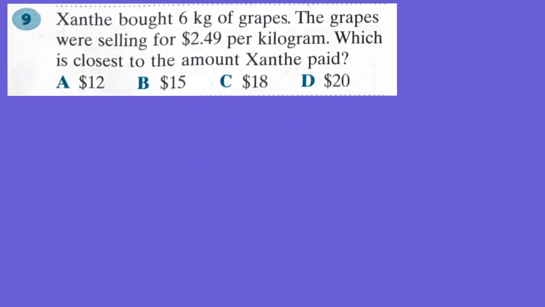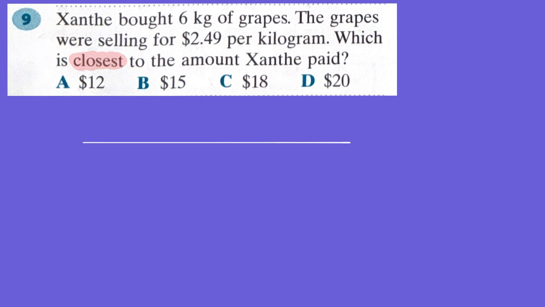So Xanthi bought 6 kilograms of grapes. The grapes were selling for $2.49 per kilogram. Which is the closest to the amount Xanthi paid? $12, $15, $18, or $20? Now remember, we want just the closest. The closest amount means we want an estimate.